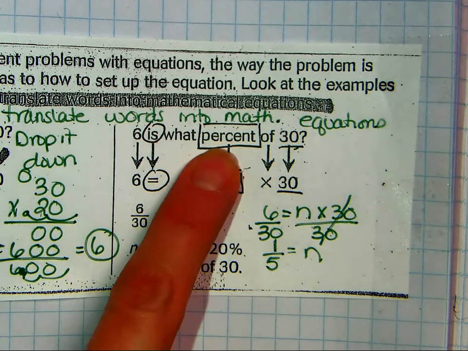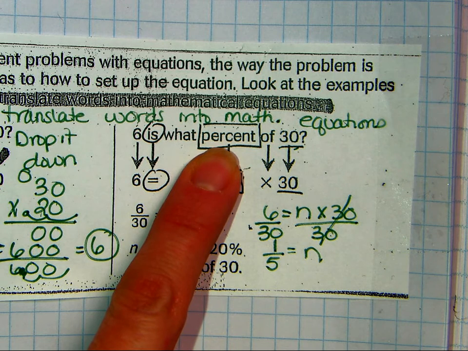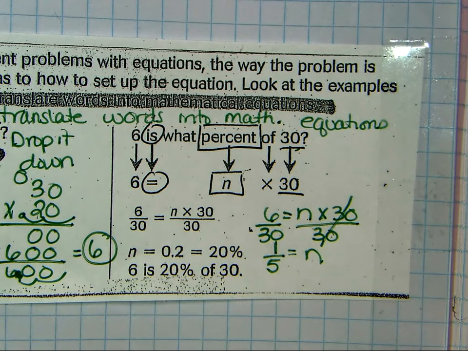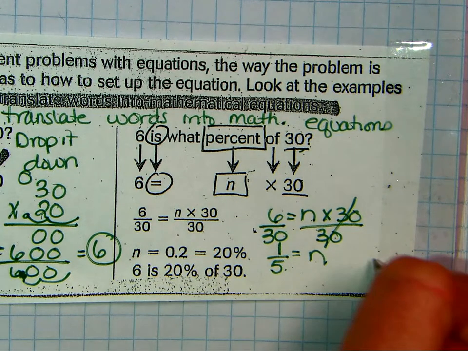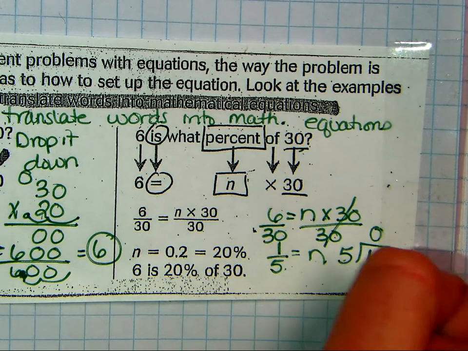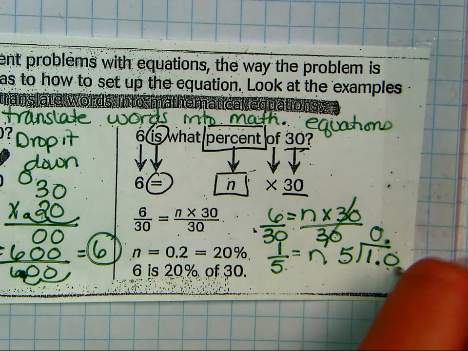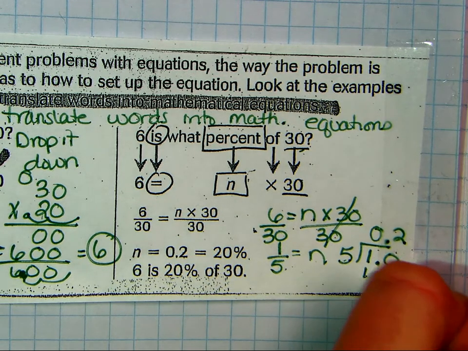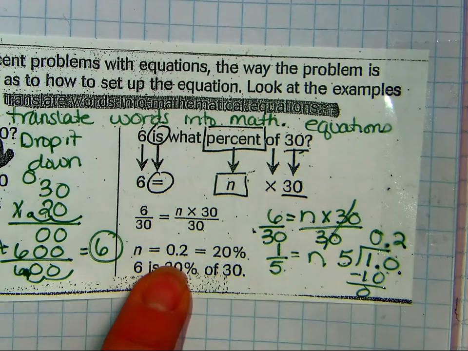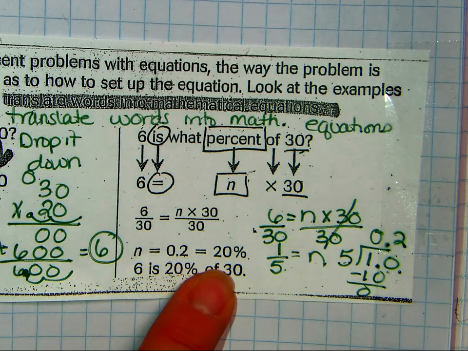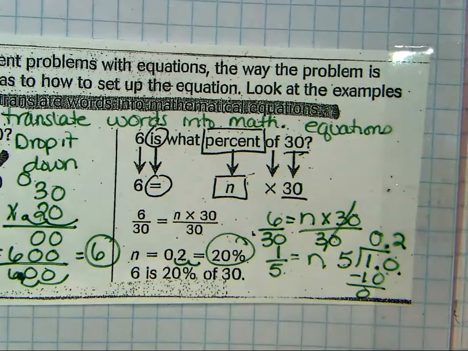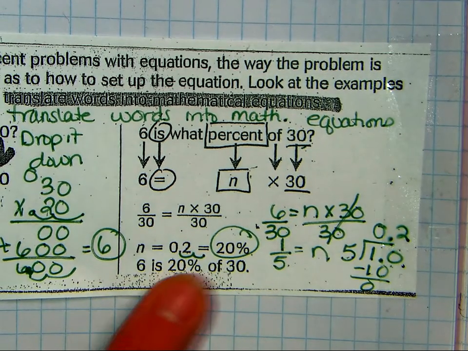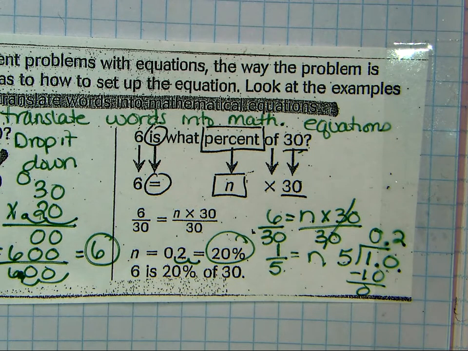But is that what it's asking up here? Is it asking what fraction that is? No, it's asking what percent. So what do we need to do? Change the fraction to a percent. So if you have 1/5 as a percent, you would do 1 divided by 5. You can't go in, so add your decimal, add your 0. 5 goes into 10 twice. Now you have your decimal. We convert the decimal to a percent by moving the decimal place 2 times to the right. It goes 1, 2, and you end up with 20%. 6 is 20% of 30. Okay?